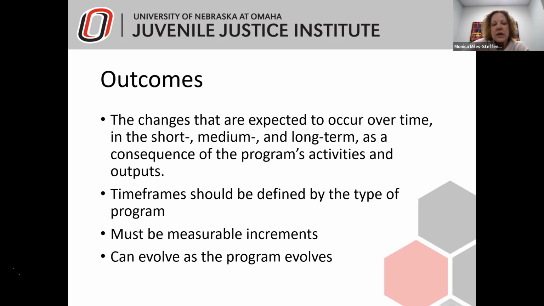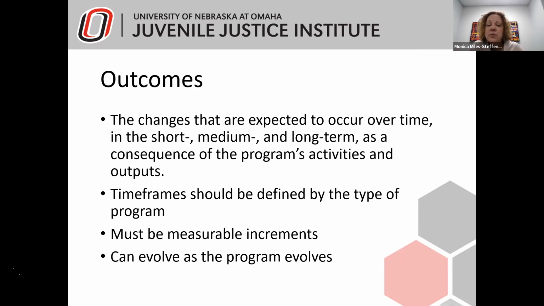Okay. And then we get into outcomes, right? Outcomes are the change that you expect to occur over time in the short, medium, and long term as a consequence of the program's activities and outputs. So like we said, these time frames should be defined by the type of program you have. So if this is maybe a prevention program and it's a short-term type program, your outputs may look different. You might only have a short-term and a long-term goal, or you might not have that intermediate, or you may only have a short-term outcome because it's not a really in-depth kind of program.